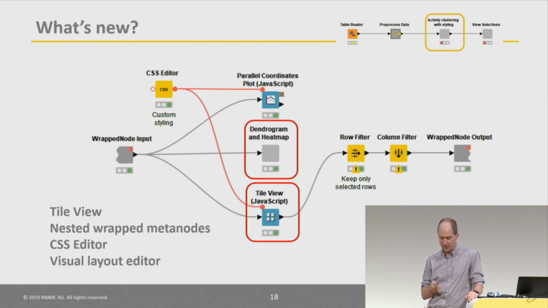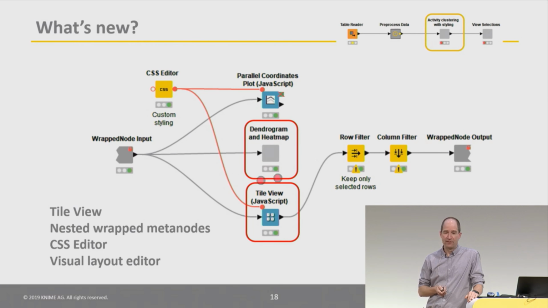The other thing that's new is this wrapped meta node contains another wrapped meta node, and you didn't used to be able to do this. It used to be that if you had a wrapped meta node inside of a wrapped meta node and you put it to the web portal, it just wouldn't work. So the fact that you can nest these things now is new.